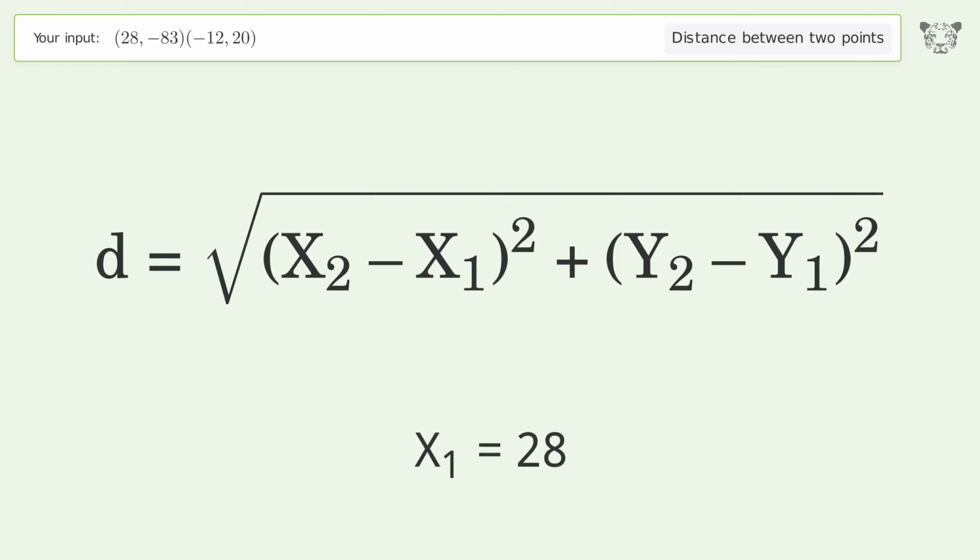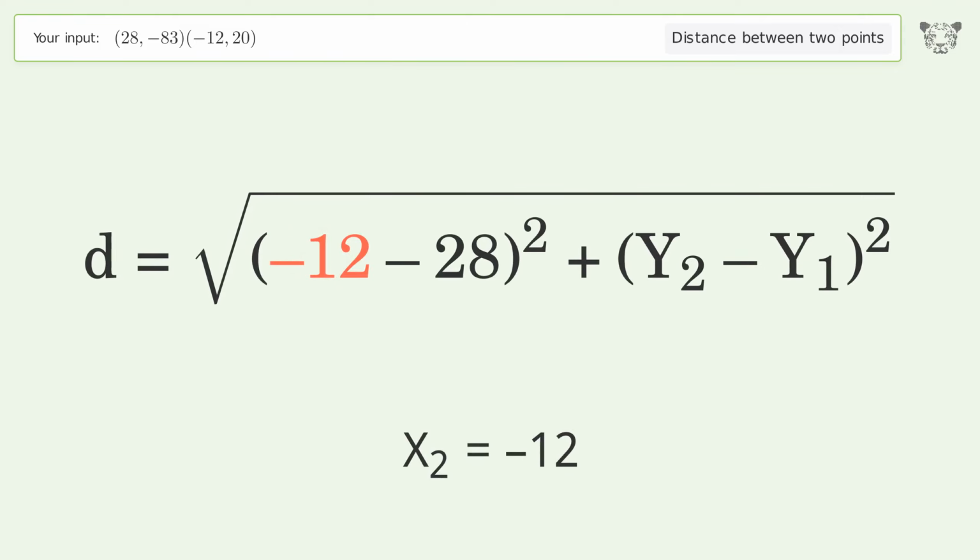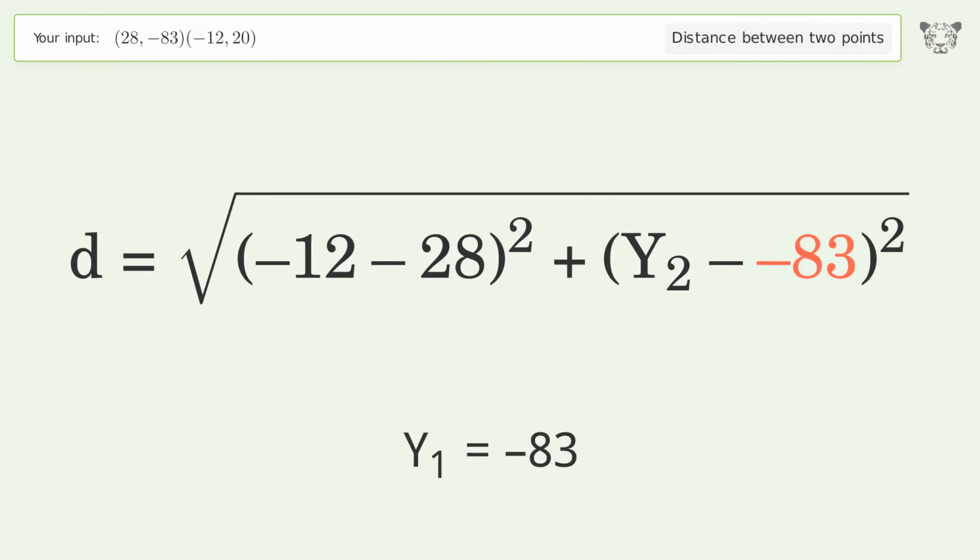x1 equals 28. x2 equals negative 12. y1 equals negative 83. y2 equals 20.